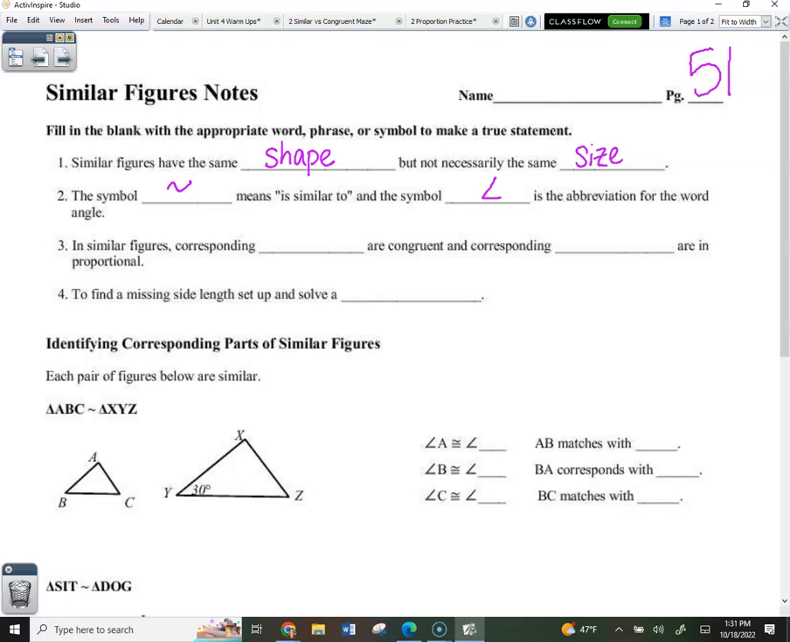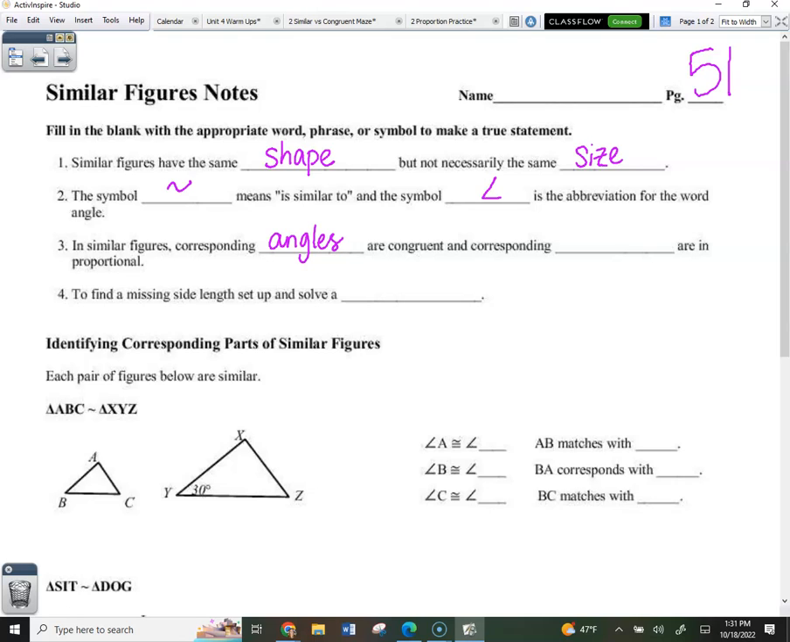Okay. In similar figures, corresponding angles... let me guess, this is what y'all were doing on that Friday. No, we weren't doing it. He was literally lying about the pot.